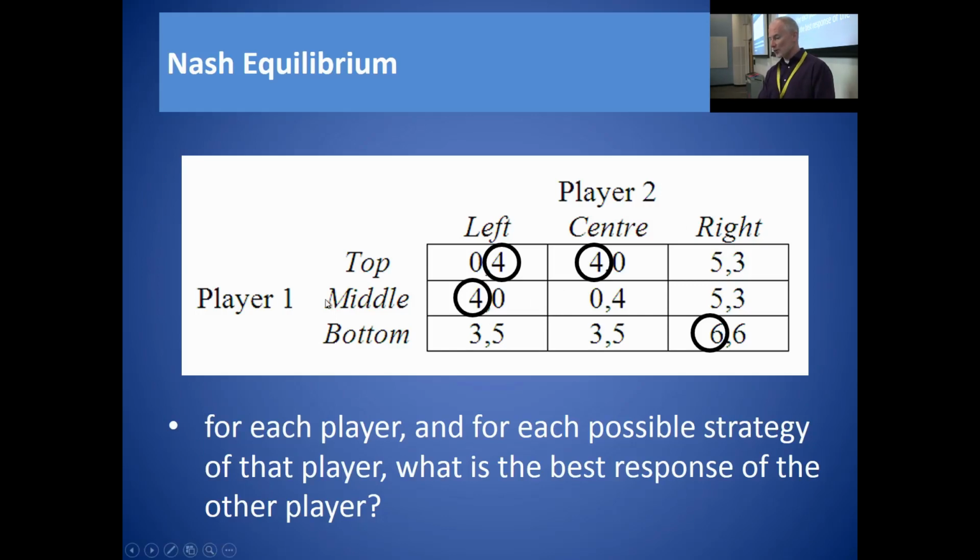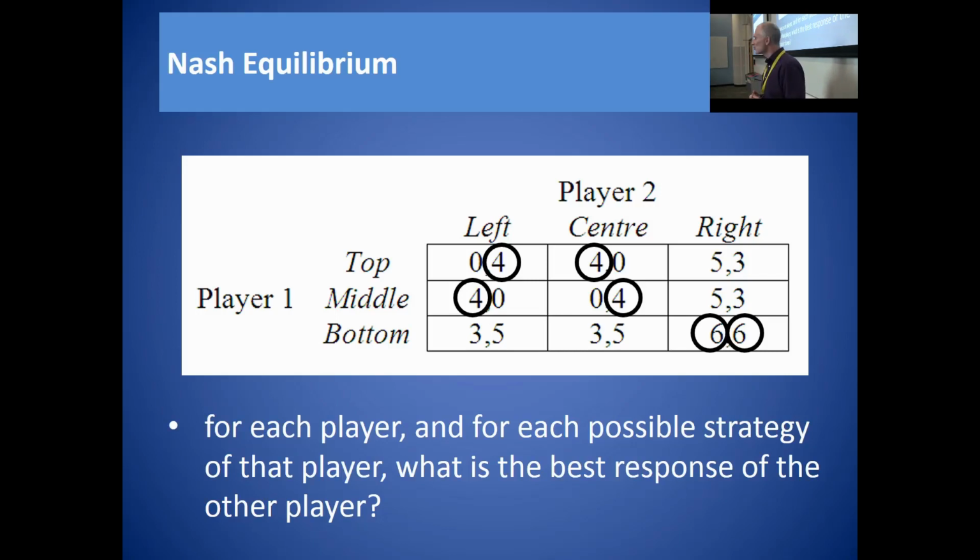If player 1 chose middle, player 2 is going to choose centre, exactly with a payoff of 4, higher than either 3 or 0. And then lastly, if player 1 chose bottom, player 2 is going to choose right. 6 is higher than either 5 there or 5 there. And so, what does that suggest? It suggests that there is a single set of outcomes where both circles coincide.